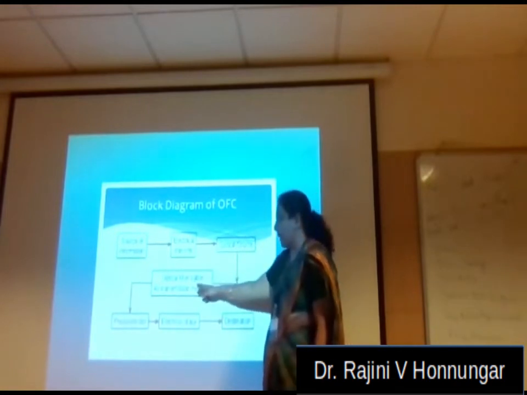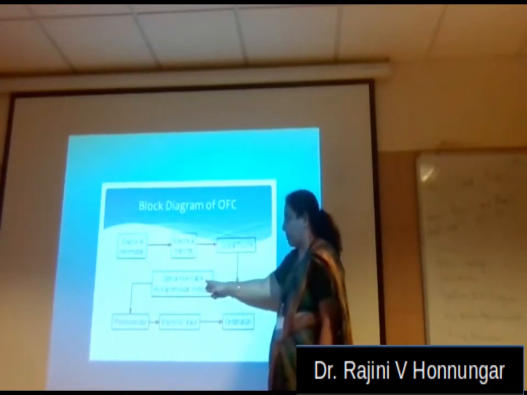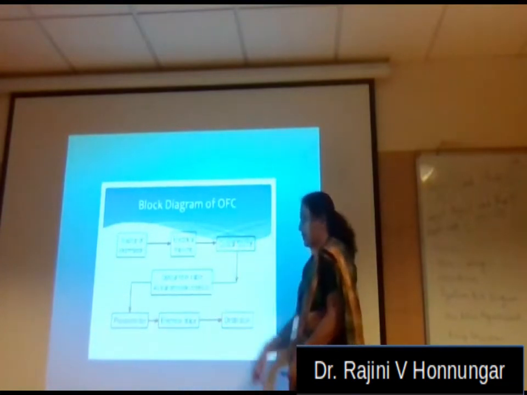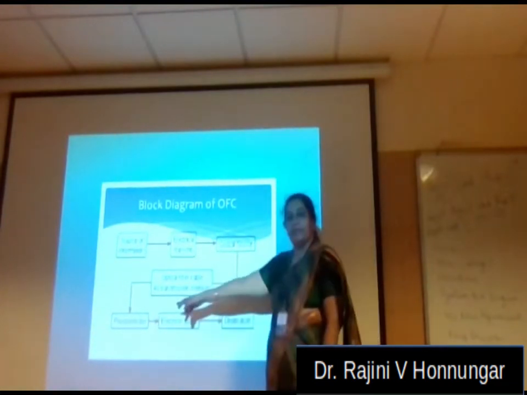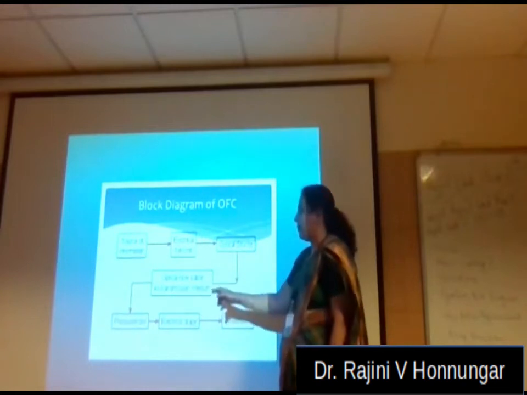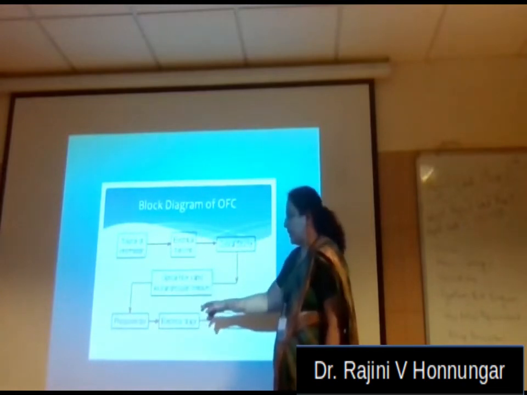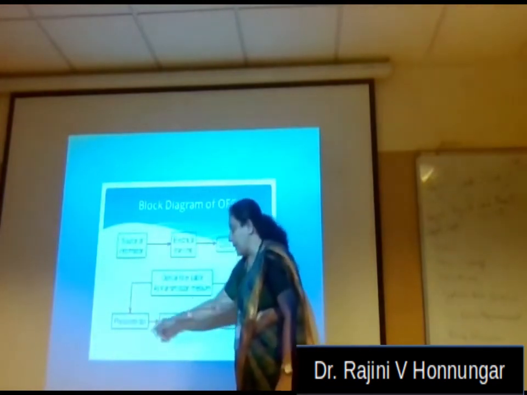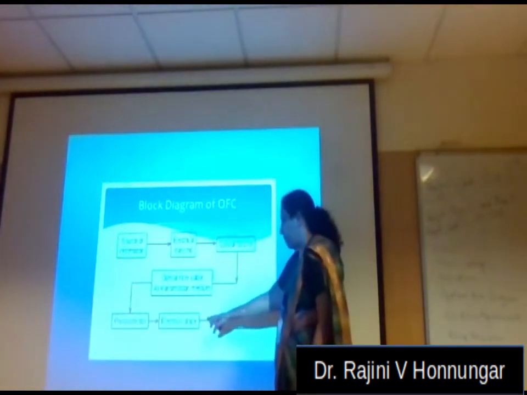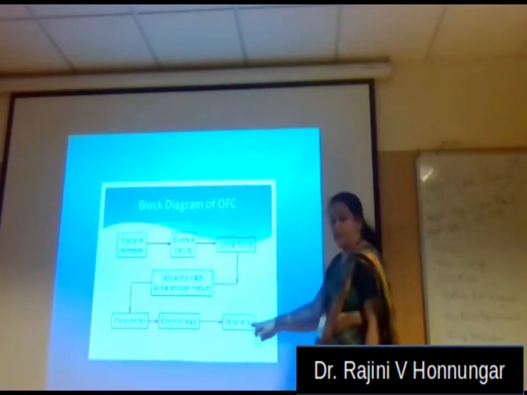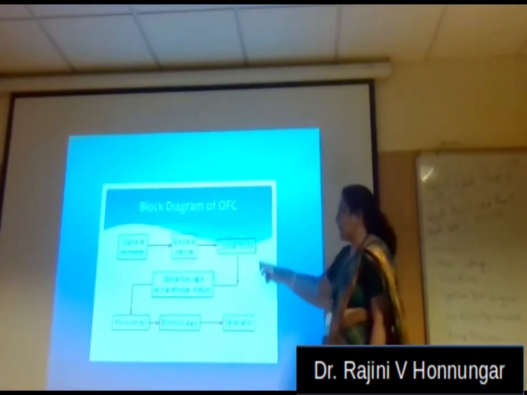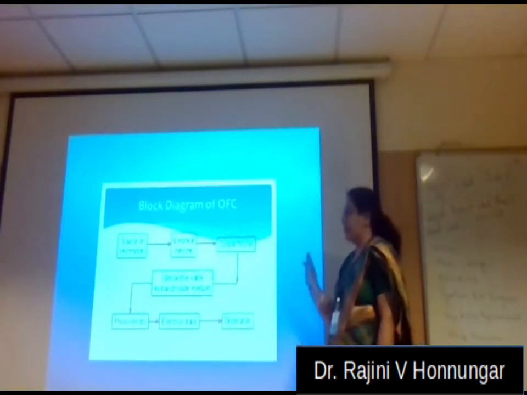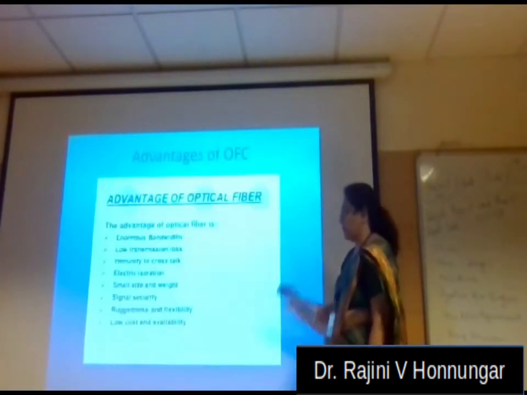Then it is passed over the optical fiber cable, and reaches the destination, that is the receiver. In the receiver, we have the conversion back to the electrical signal: light gets converted to electrical form using the photodetector. A good example is a photodiode, and then it gets to the destination. All these stages will usually be there in any normal OFC communication block.